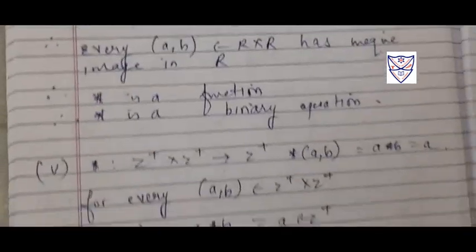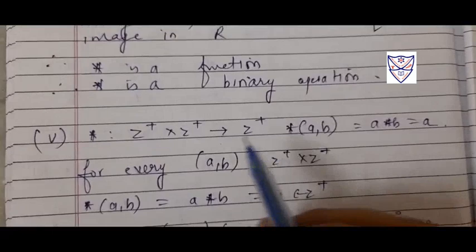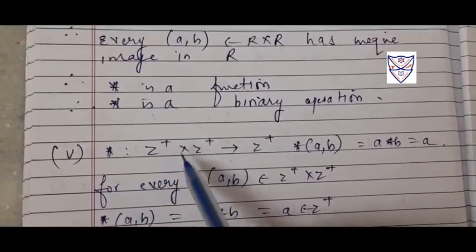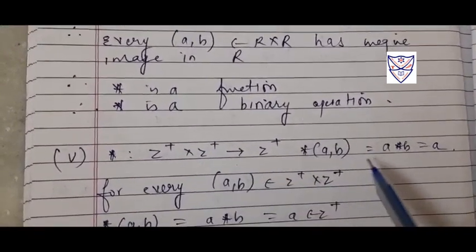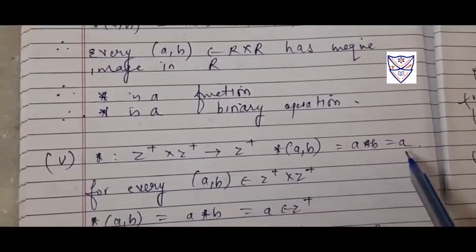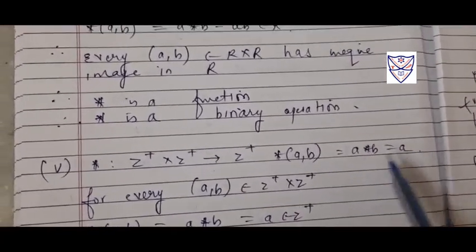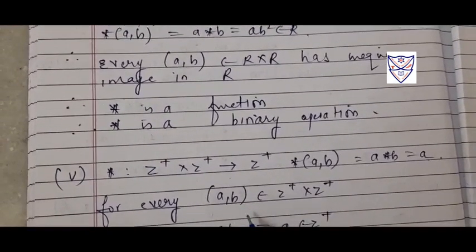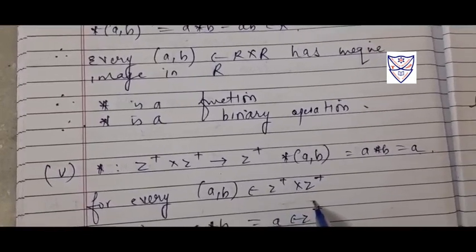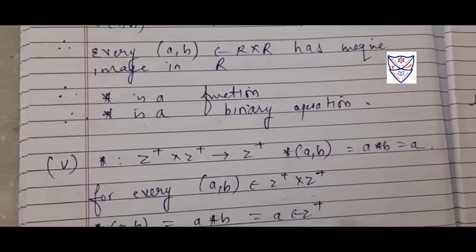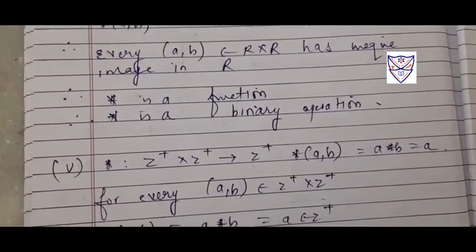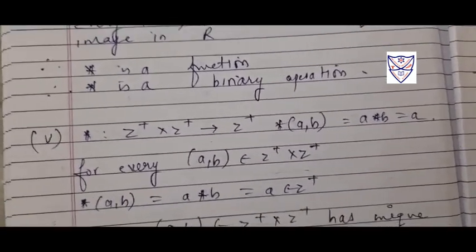Now we'll see question number 5. In question number 5, a binary function is defined from Z positive cross Z positive to Z, which is given by a star b is a. So for every ordered pair (a, b) which belongs to this set, it has a unique image in Z positive. So it is a function, hence it is a binary function.